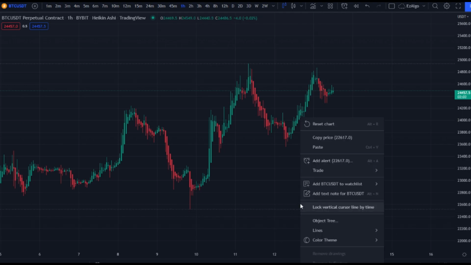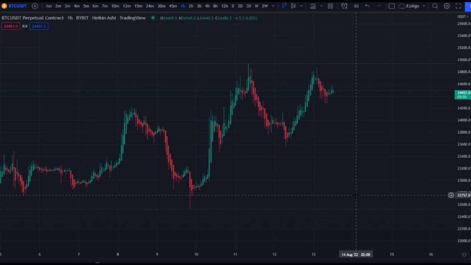So first, what you want to do is remove all indicators. So right click, you can remove drawings as well and remove all indicators. And the only indicator we're going to be using is EzAlgo.